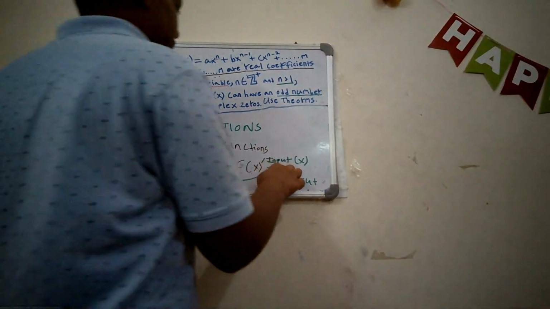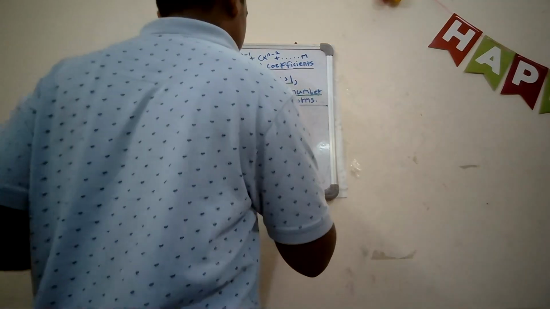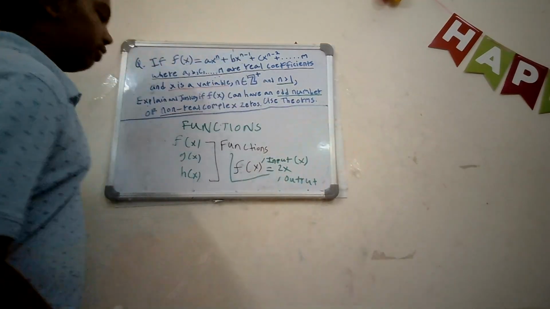Now suppose we have a variable. Suppose we have something like 2x. Then suppose we have to find f of 5.